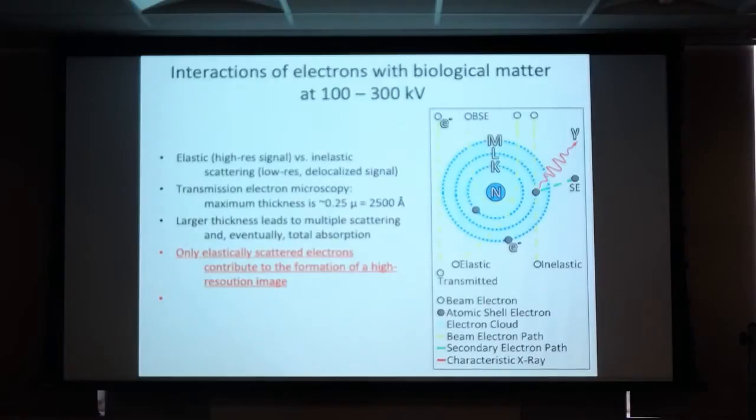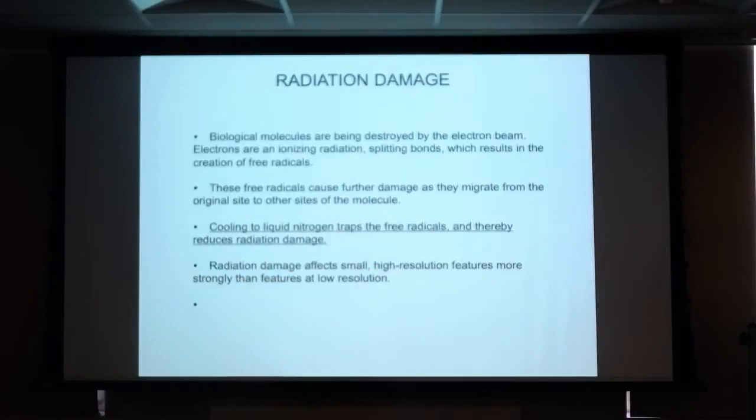And so as a result, once you get to a certain thickness, there's such an overwhelming amount of inelastic scattering that you don't get any signal anymore. Okay? So this is why the thickness of biological material is only 0.25 micron, a quarter micron, 2,500 angstroms.